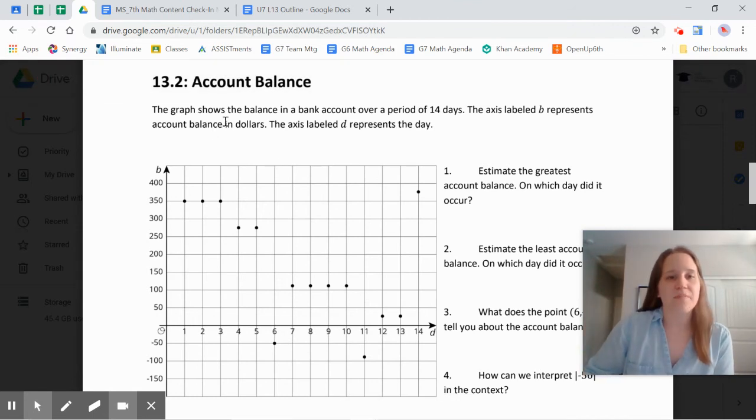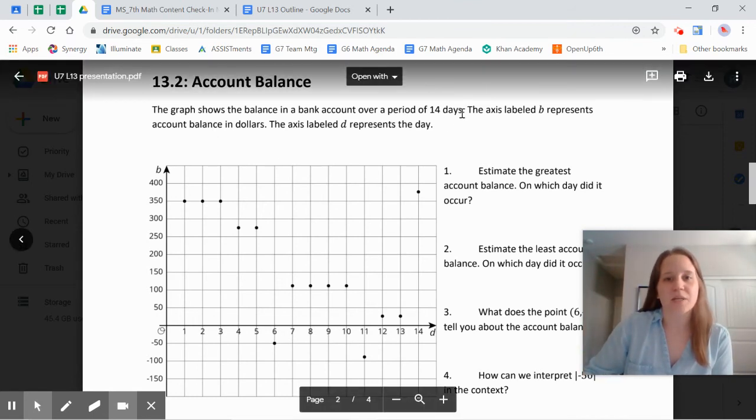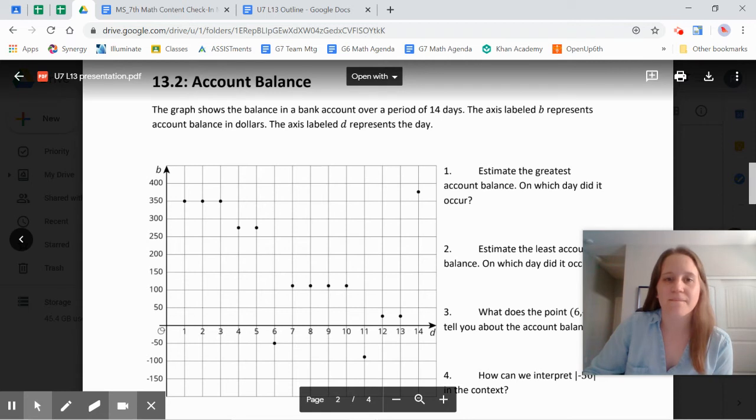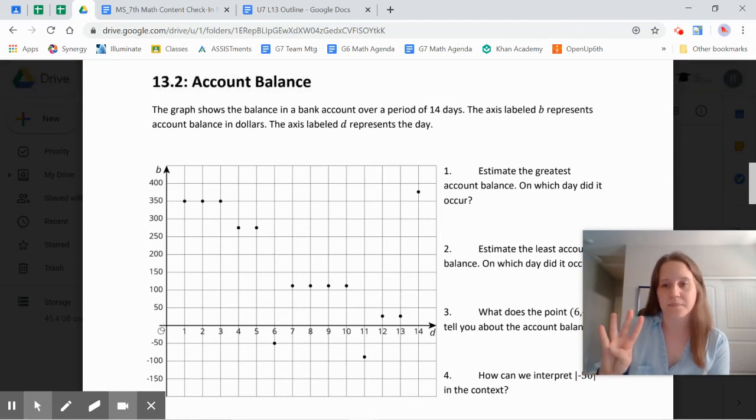The graph shows the balance in a bank account over a period of 14 days. The axis labeled B represents the account balance in dollars. Do you see that here? Excellent. The axis labeled D represents the day. Put your finger on the point that represents the account balance on day 4. Awesome. You should have put your finger over this point. Here's day 4. The account balance was represented here.